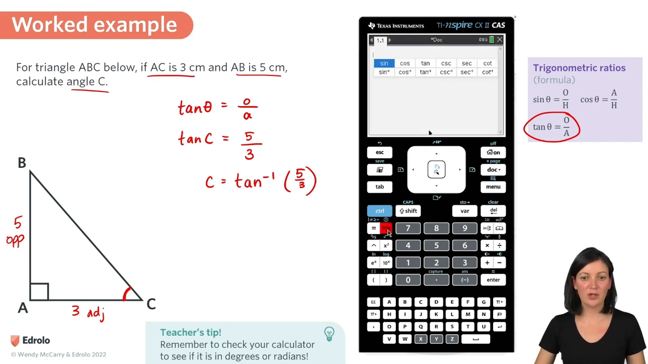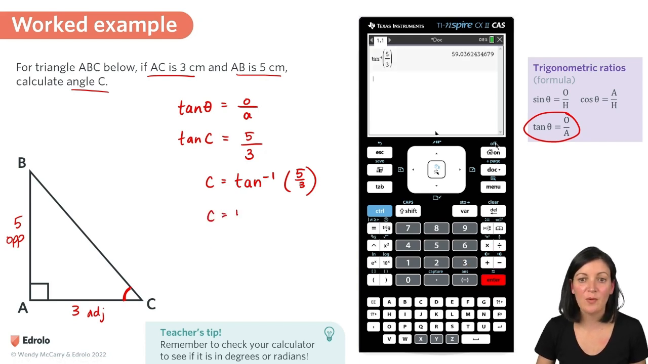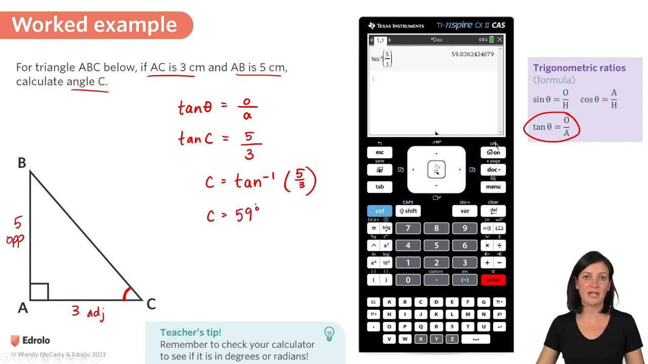Okay, so we can go into our trig functions again here, and you can see the inverse tan is down on the bottom row. Then we can just put 5 divided by 3 and press enter. And we get about 59 degrees, rounded, as angle C.